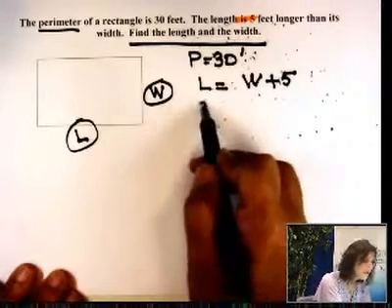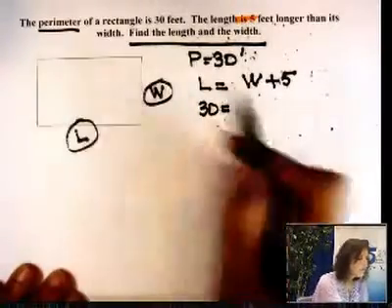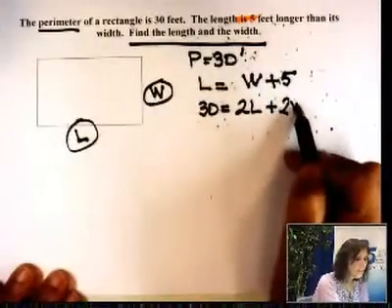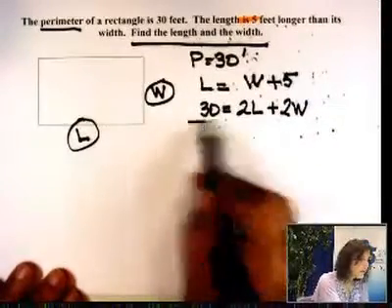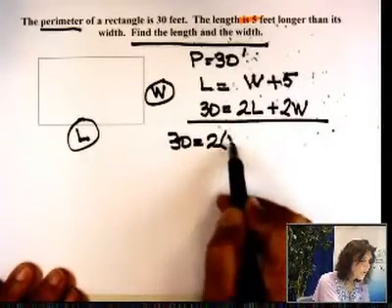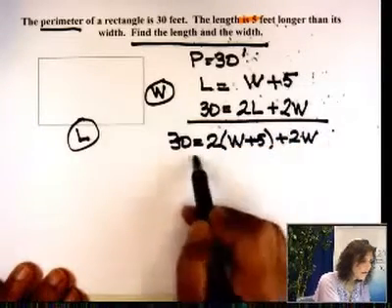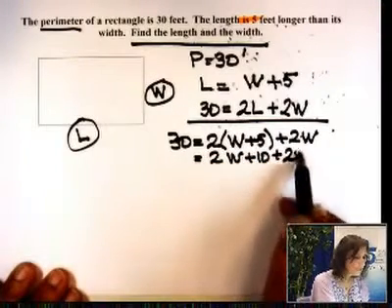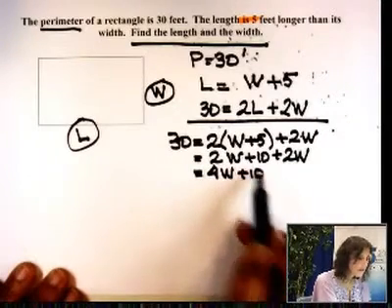And how about the perimeter? Perimeter is, how many lengths do I have? 1, 2, 2 lengths plus 2 widths. All right, let's use substitution. So 30 equals, instead of L, I'm going to put W plus 5 and work it out. 2W plus 10. 2W. How many W's? We are talking about 4 W's plus 10.